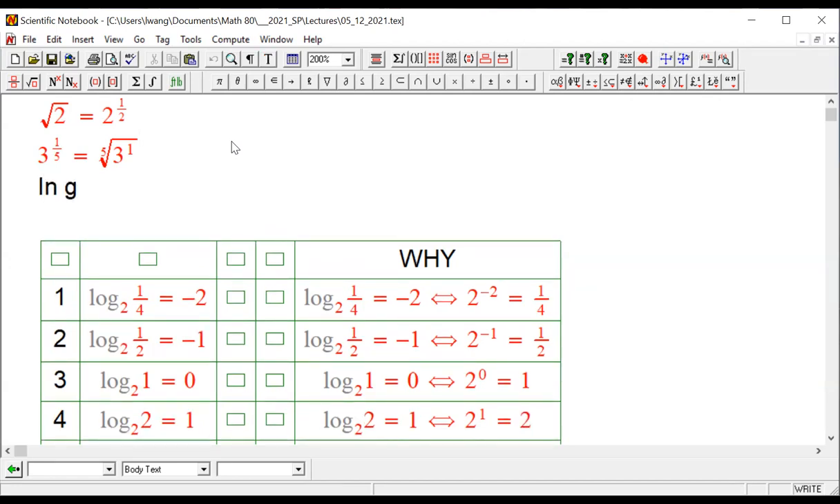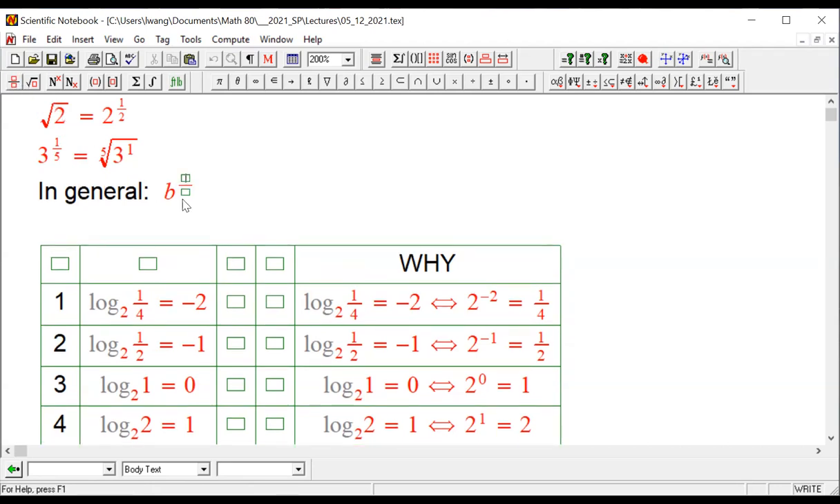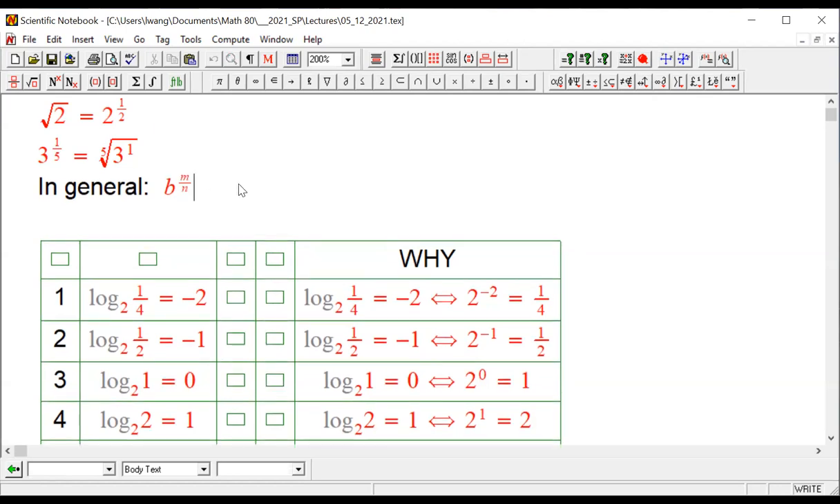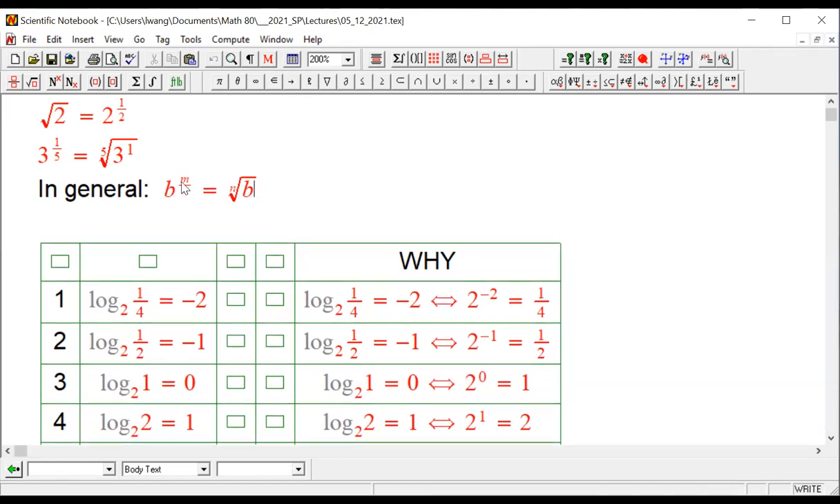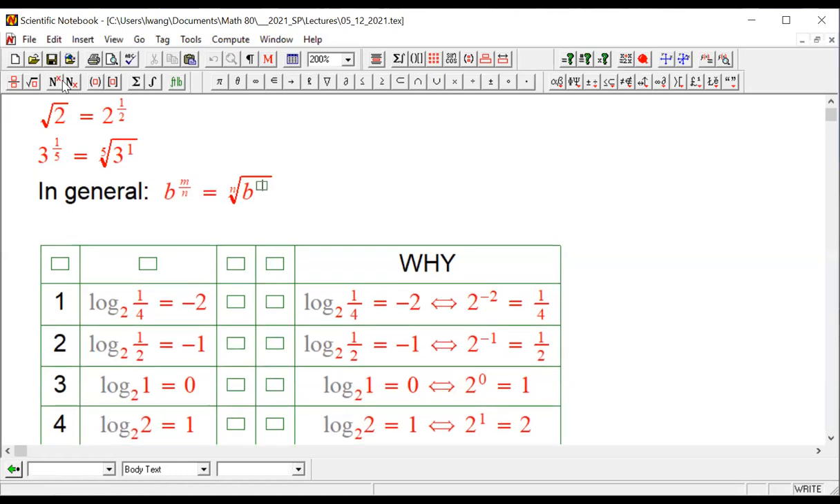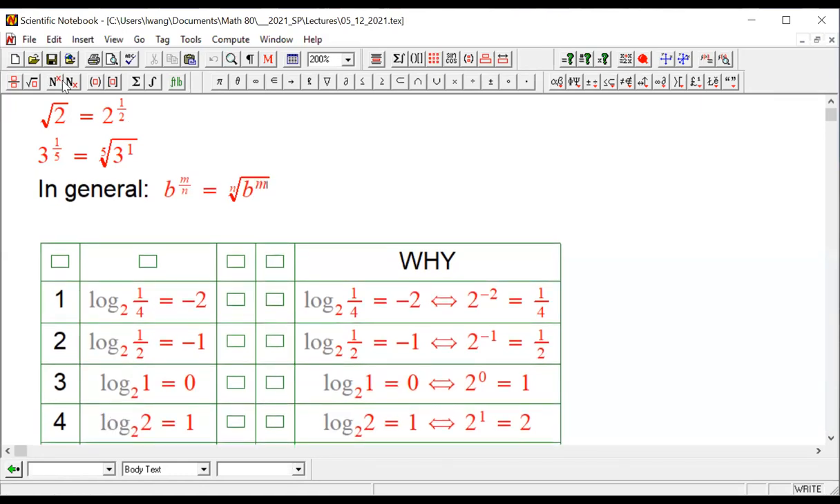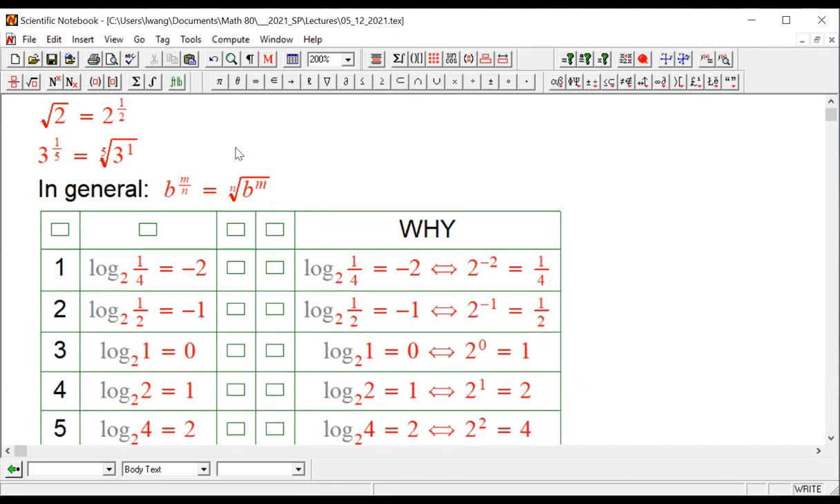So in general, suppose you have a base b raised to the power of a fraction, m over n. The power is a fraction. In root form, it's written like this. The denominator n goes to the root, that's the root number. B goes inside, and the numerator m goes there. All right. So now, with that understanding, could you please write it down?